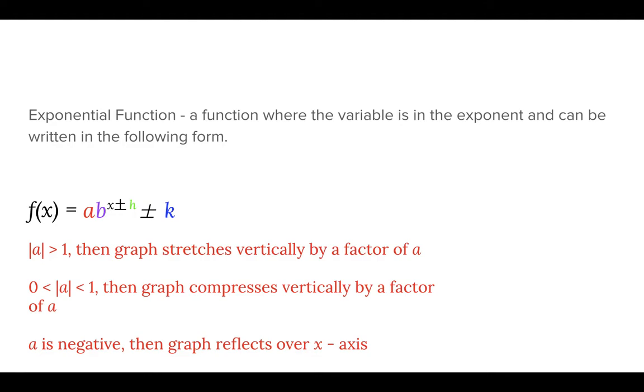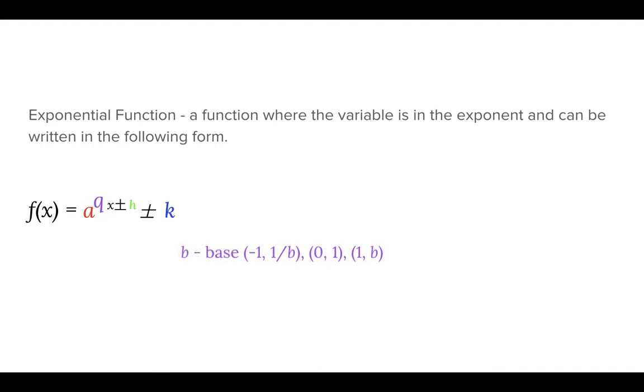Whereas if that number is between 0 and 1, a fraction or a decimal, the graph is going to compress vertically by a factor of a. And finally, if a is negative, the graph is going to reflect over the x-axis. Instead of going up, it will now face down. The next letter we have is b. B stands for the base, and we're going to use that number to find these 3 ordered pairs every time that we start graphing. That's (negative 1, 1 over b), (0, 1), and (1, b).